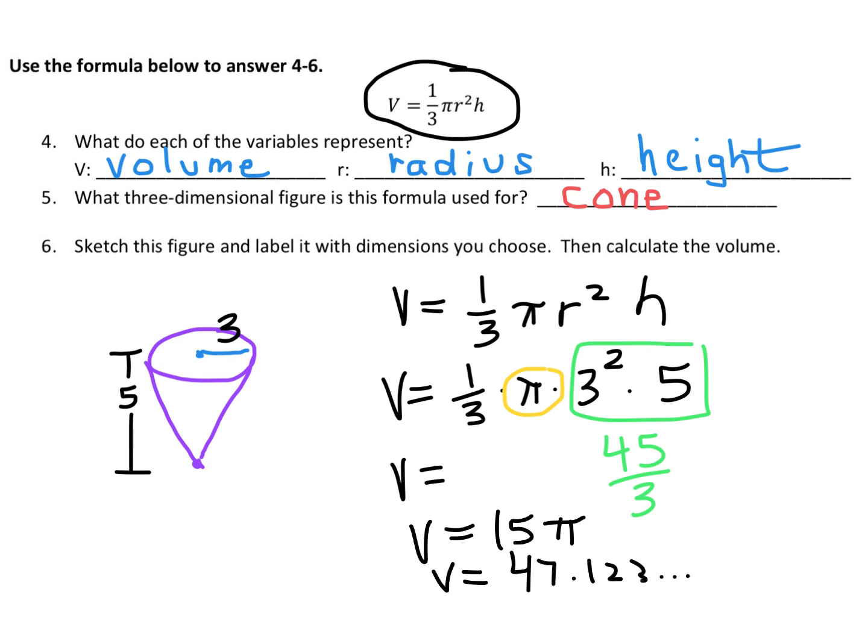So if I do the pi key, 15 times pi, I'm going to get 47.123, and it goes on because it's irrational. And I can round this to the tenths place, so that will be 47.1. If I used 3.14 for pi, I would get 47.1. Okay, so 47.1, and then make sure we do our labels. So units cubed. Sorry, that's messy in the corner there. Okay, so just substitute into the formula and then carefully calculate.